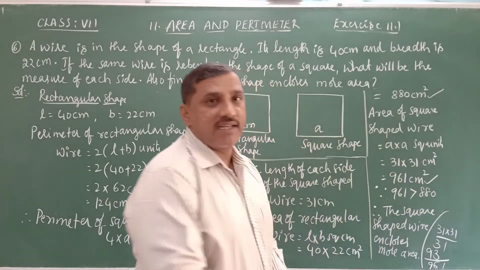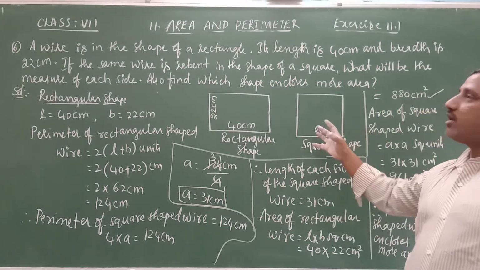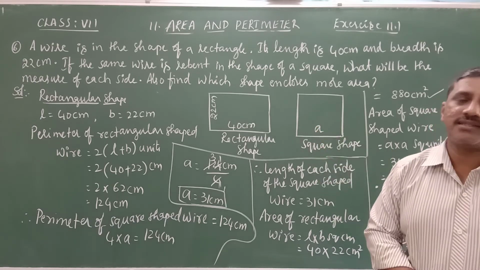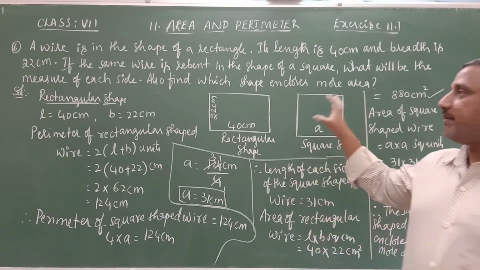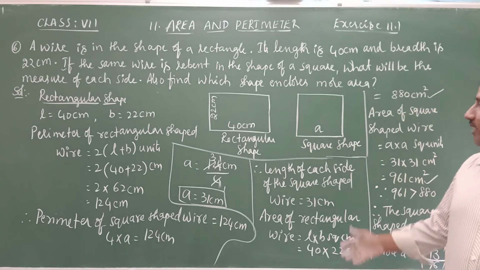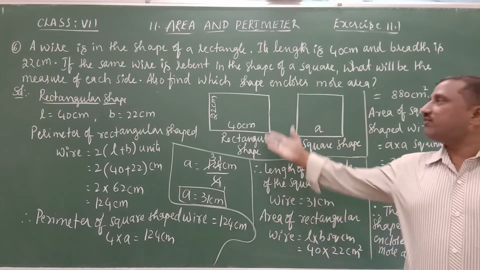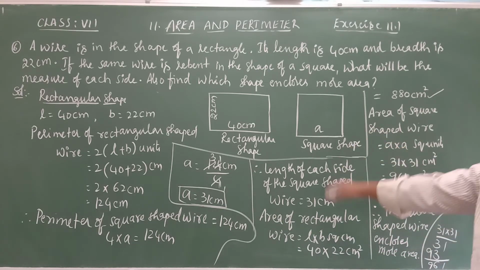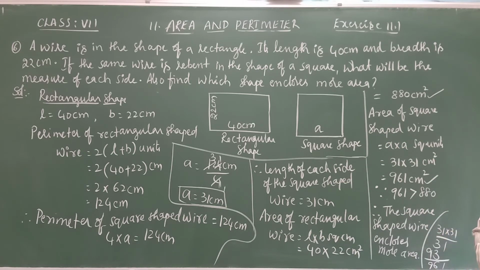So like this we can solve this kind of sums. What you have to identify is what is common for both the shaped wires. It is the perimeter. From that perimeter find the length of each side of the square, as we know the length and breadth of the rectangular-shaped wire. Then find the areas of both the shapes and compare them. Then we can say which shape encloses more area. The shape whose area is more encloses more area. Is it clear, children, how to solve this kind of sums? Yes.